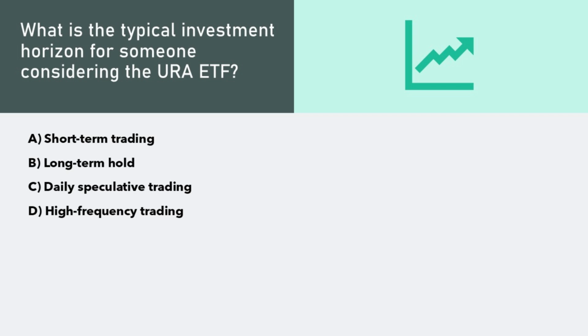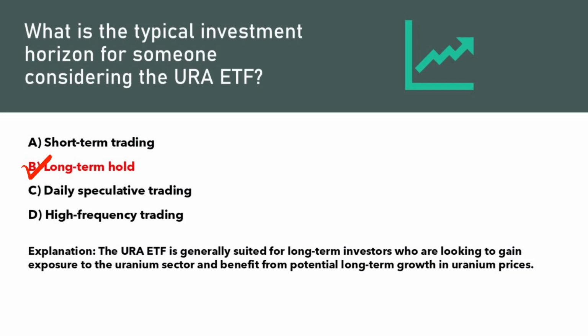What is the typical investment horizon for someone considering the URA ETF? Answer: B. Long-term hold. Explanation: the URA ETF is generally suited for long-term investors who are looking to gain exposure to the uranium sector and benefit from potential long-term growth in uranium prices.